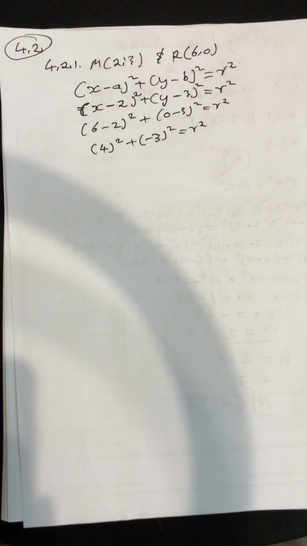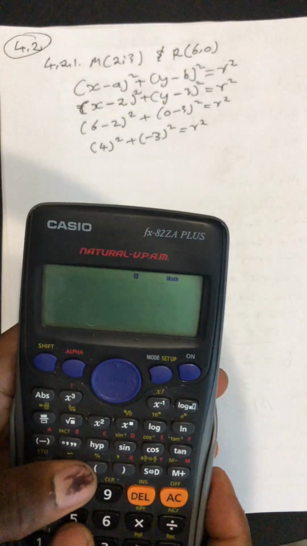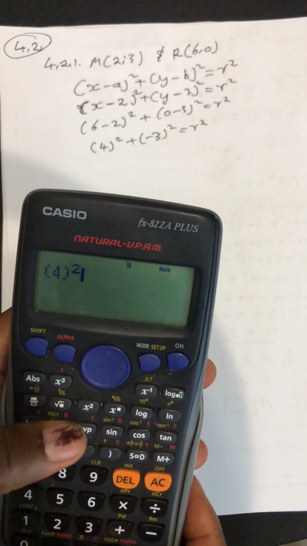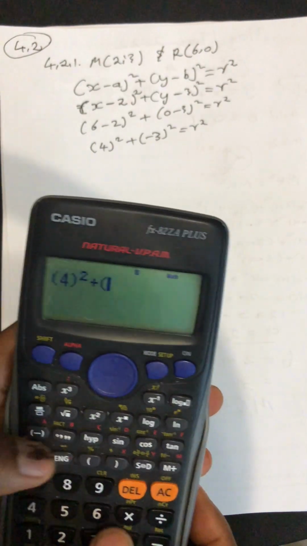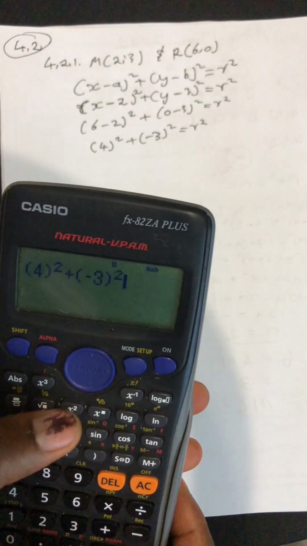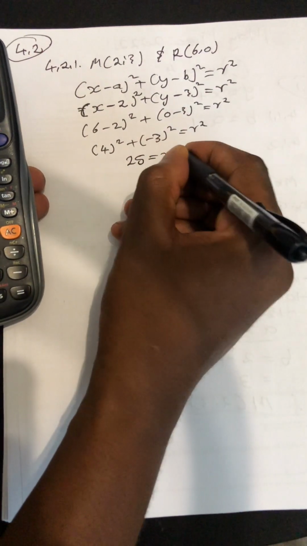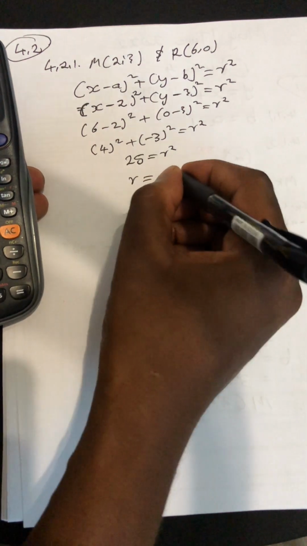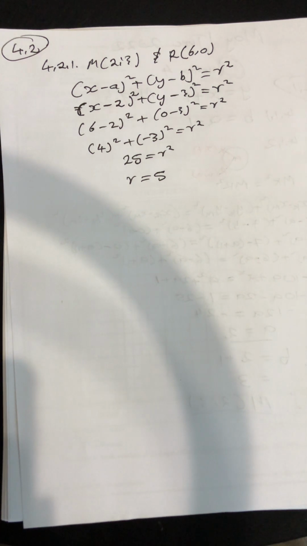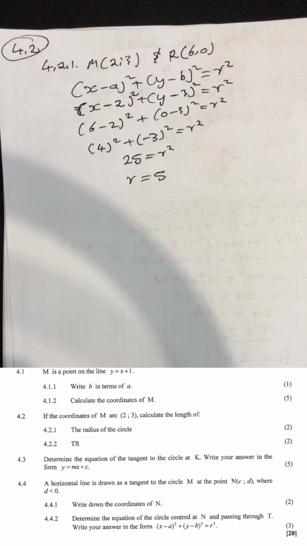Then from there, you can just use a calculator to find that answer. It's possible to say 4 squared plus negative 3 squared is 25. 25 is equal to r squared. Then r is going to be 5. Don't forget, we cannot have a negative radius, so our r is going to be 5 there. I believe you are following also. Now let's look at the next question.